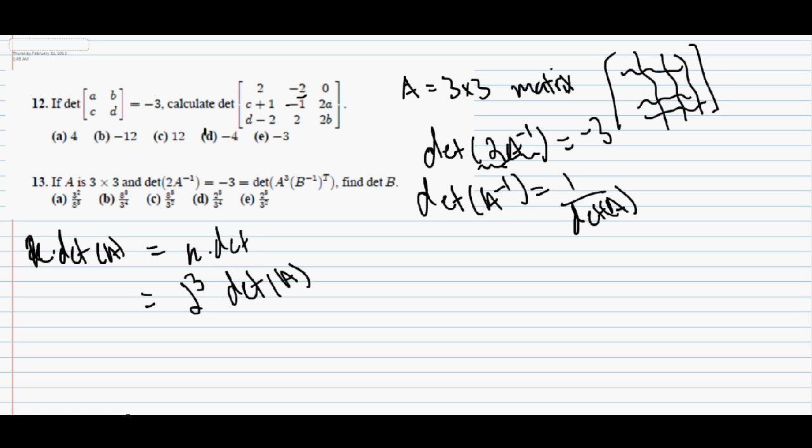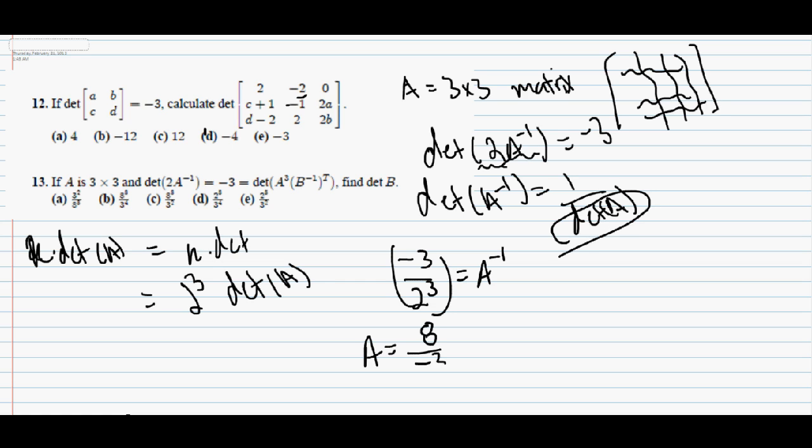Now, let's start solving this. 1 over the determinant times 2 cubed times the determinant. That literally just leaves us with 8. Let me write that out properly. That leaves us with -3 over 2 cubed equals the determinant of A inverse. I want to get just A, and A is just 1 over that, so that's 8 over -3. That makes sense, so now we have that going on.